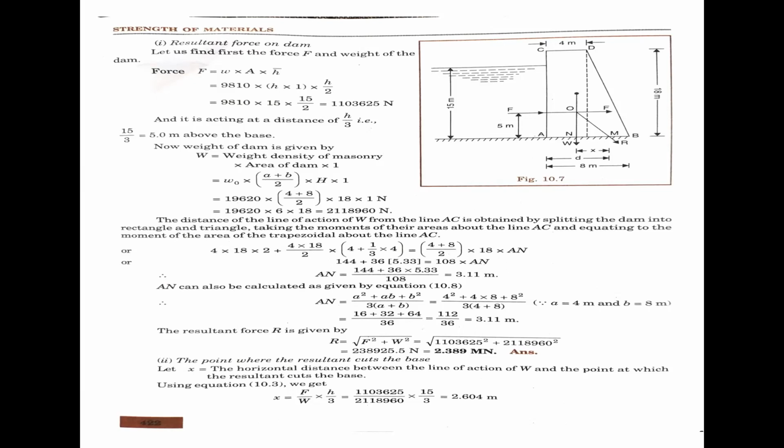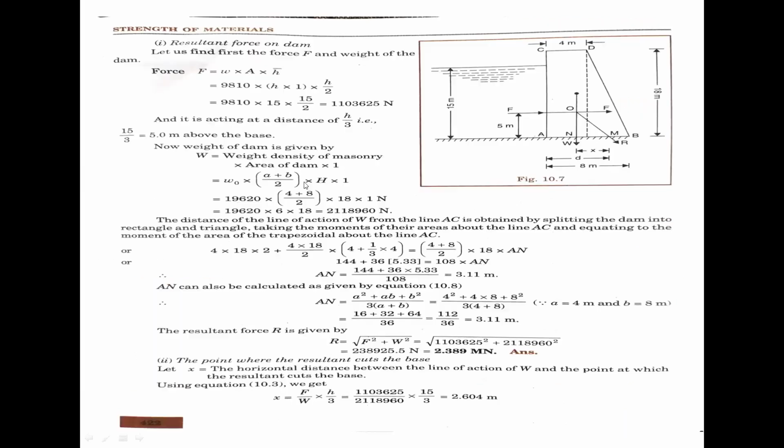Sorry, you have to take the W value, that is the weight density of water, into H into 1 per meter length area, that is H into 1, into H bar, equal to H by 2. So 9810 into 15 into 15 by 2. Now that is 11,03625 newtons, that is the force.